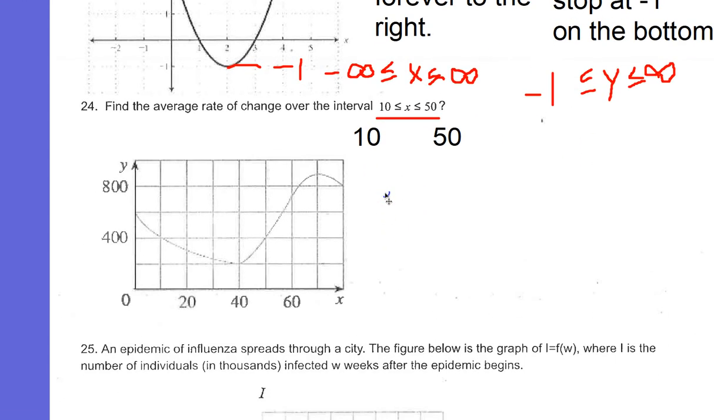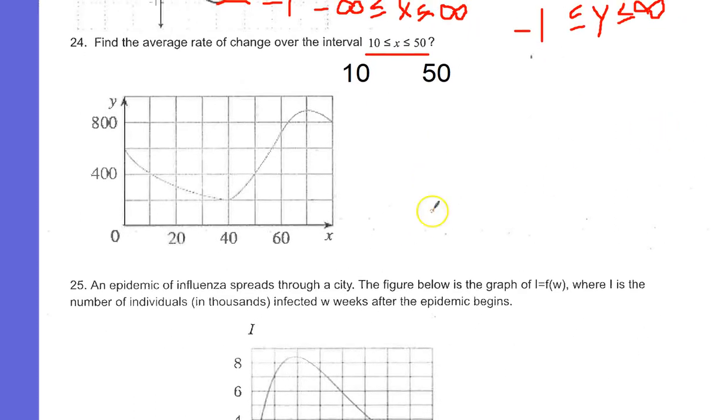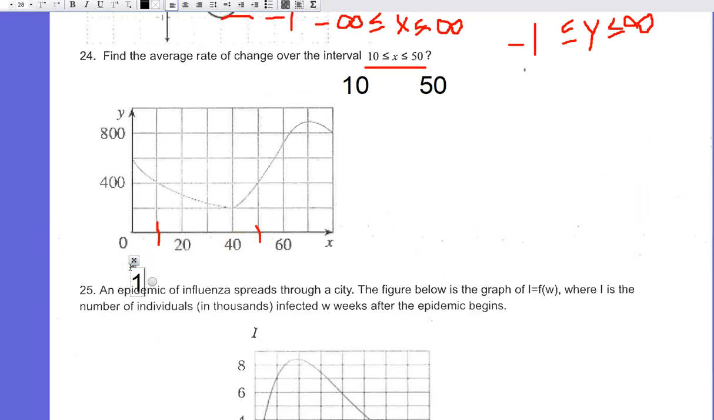So here I go drawing that triangle. It's going to start at 10, 10's right there, and it's going to end at 50, 50's right there. So my domain, again, goes from 10 up to 50. That's called the interval, 10 to 50.